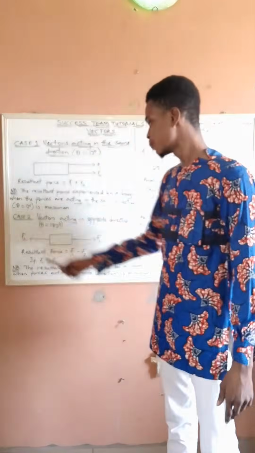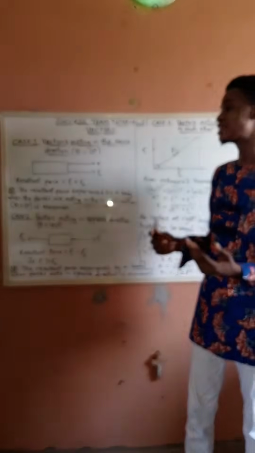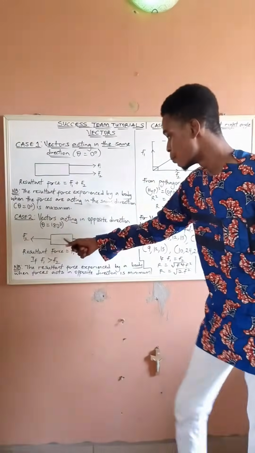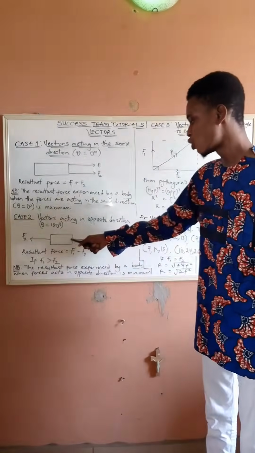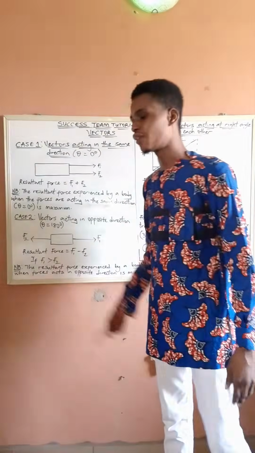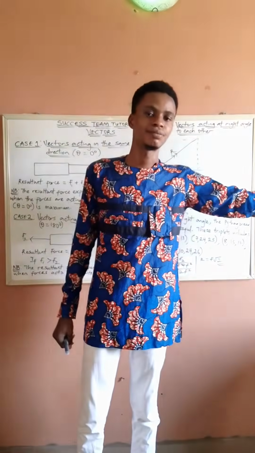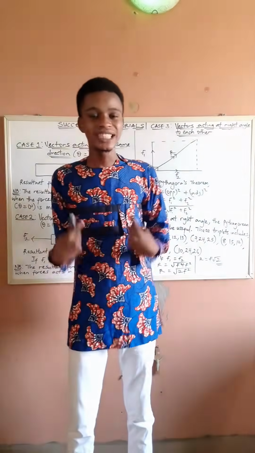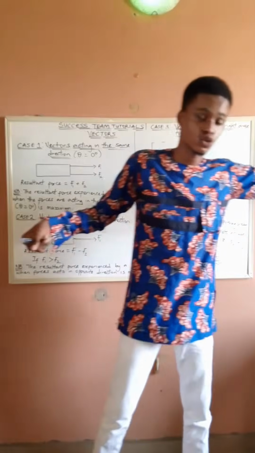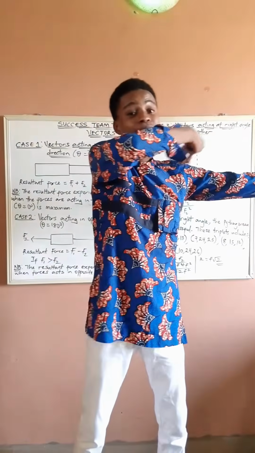Now in case 2, I have vectors acting in opposite direction. When two forces are acting in opposite direction, it means that the angle between the two forces is 180 degrees. So I have a body here. I have F1 acting in this direction, F2 is acting in this other direction. How will I get the resultant force? Let me give you an illustration. I'm standing now. Someone is dragging me here, another person is dragging me here. Which direction am I going to move to? I'm going to move to the direction of the person applying more force to me, and the other one is going to reduce the force that this one is applying on me.